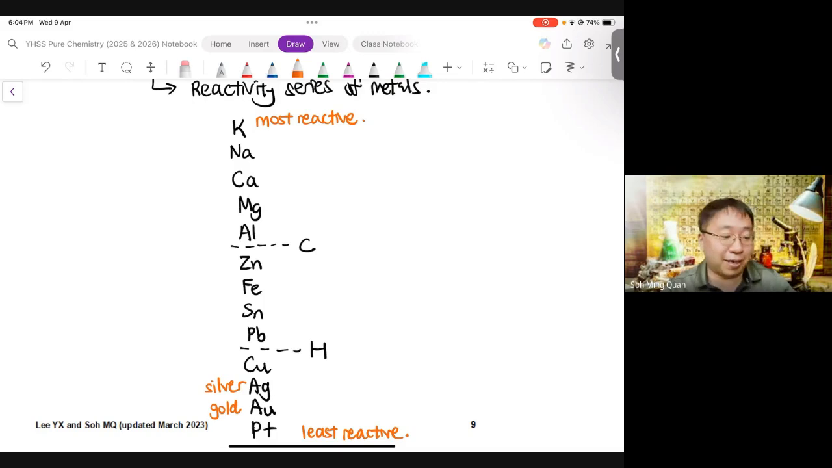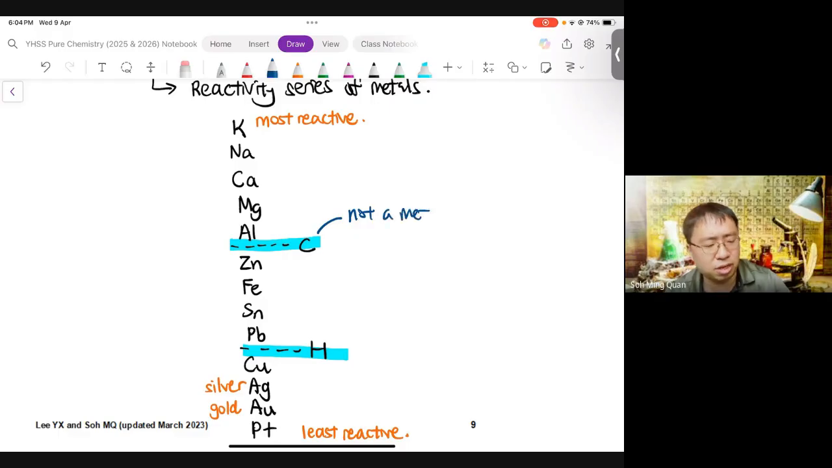Now, why did I use dotted line? It's deliberate. I used dotted lines and I didn't put the carbon directly inside. It's because clearly carbon is not a metal. Clearly, hydrogen is also not a metal. It's not shiny, it's not silvery, it doesn't conduct electricity, right? Hydrogen. Okay? But we still insert them into the series because it tells us something important.